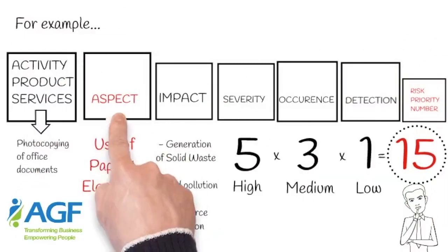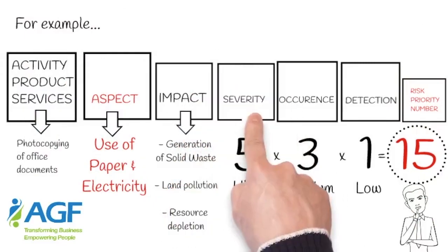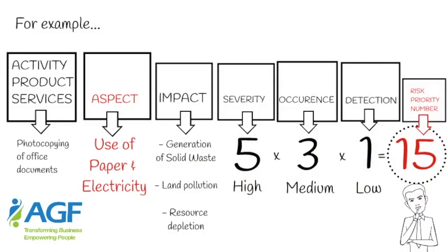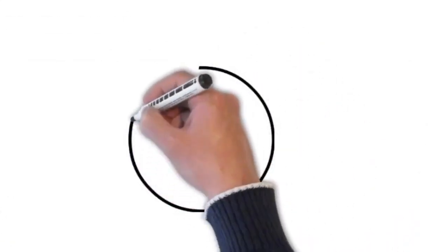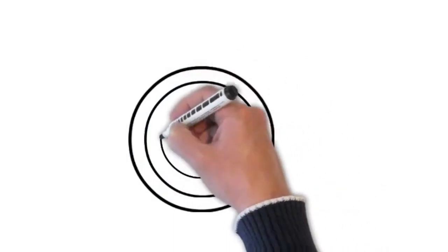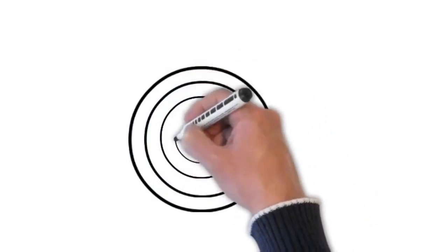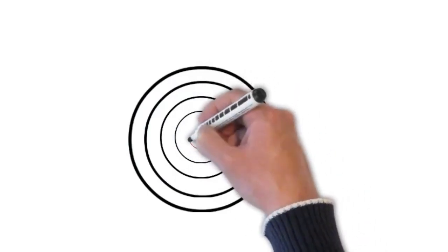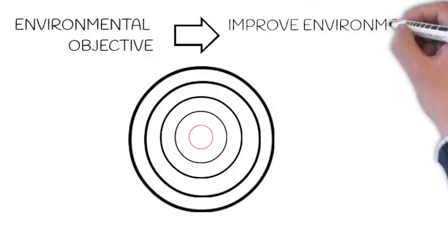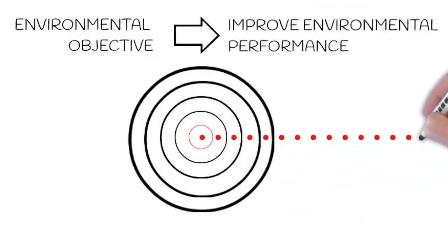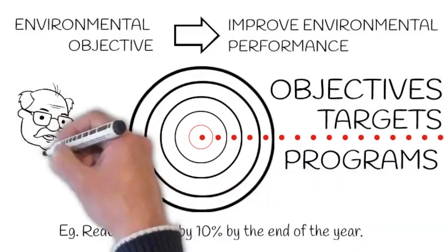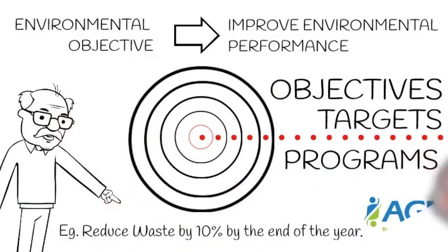Aspects with high-risk priority numbers should be assigned specific objectives, targets, and programs. Environmental objectives are the overall goals of the business organization in improving environmental performance through its environmental management system. Environmental targets provide short-term goals on the way to achieving these overall objectives. One objective can have several targets. For example, one target could be to reduce waste going to landfill by 10% in the first year.